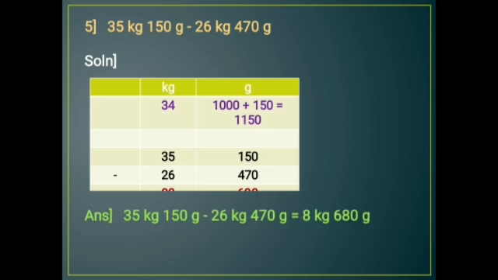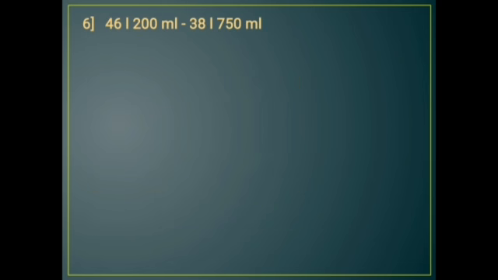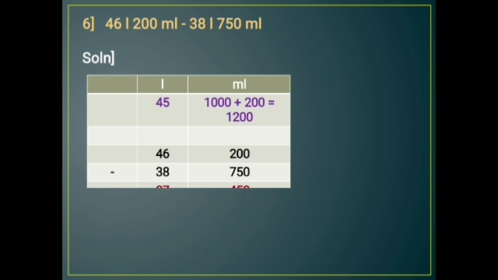680 grams, and 34 minus 26 becomes 8 kg. Understood? So the answer is 35 kg 150 gram minus 26 kg 470 gram is equal to 8 kg 680 grams. Next, last question, subtraction. 46 liter 200 ml minus 38 liter 750 ml. So we have drawn the columns here, liter and milliliter.